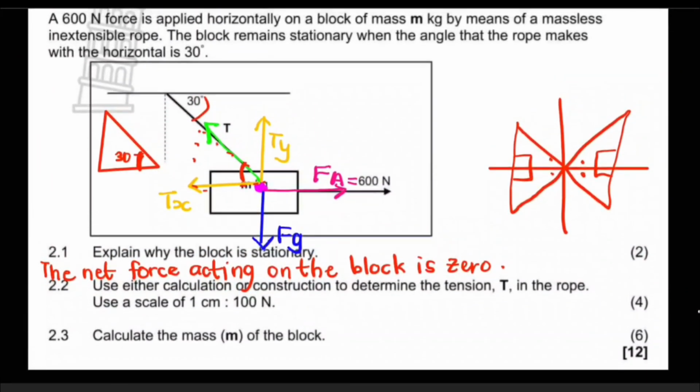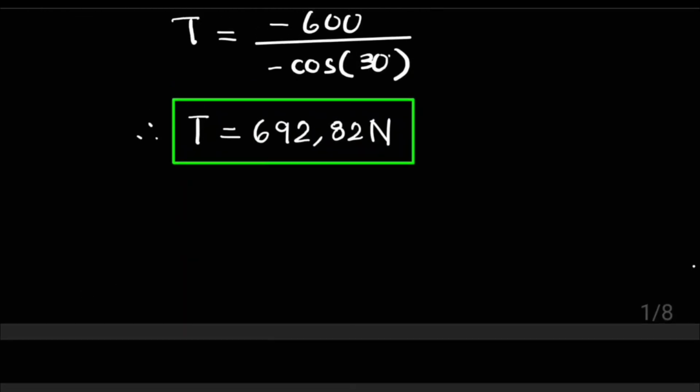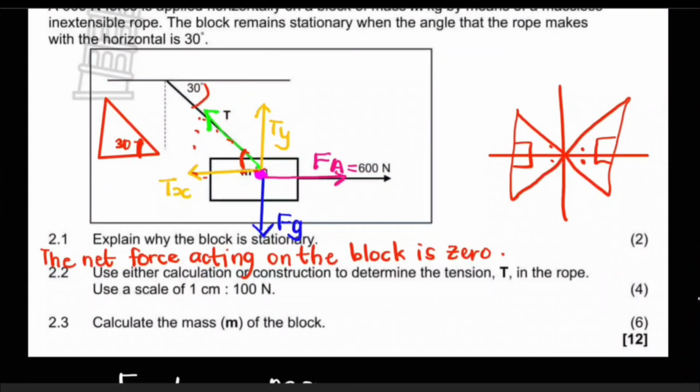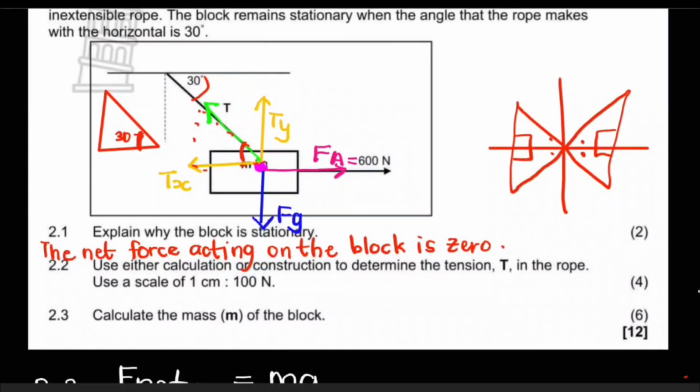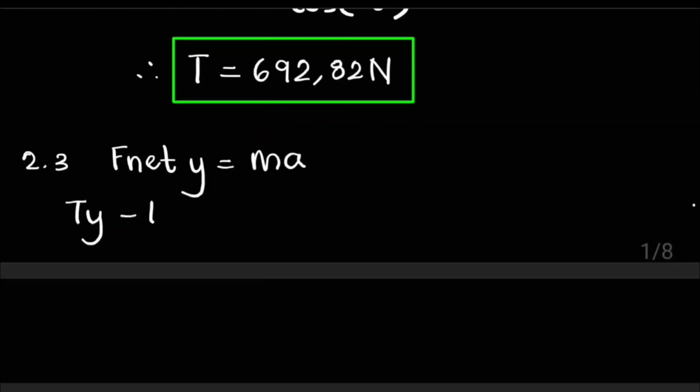Now 2.3 says calculate the mass m of the block. So here it would be ideal if we work with our vertical forces, seeing that m is used to calculate Fg. Since we're going to work vertically, we are going to work with F net y is equal to ma. Now generally we take up as positive and down as negative, so we will have a positive Ty and a negative Fg. And remember, the right-hand side is going to be 0 because the system is stationary.